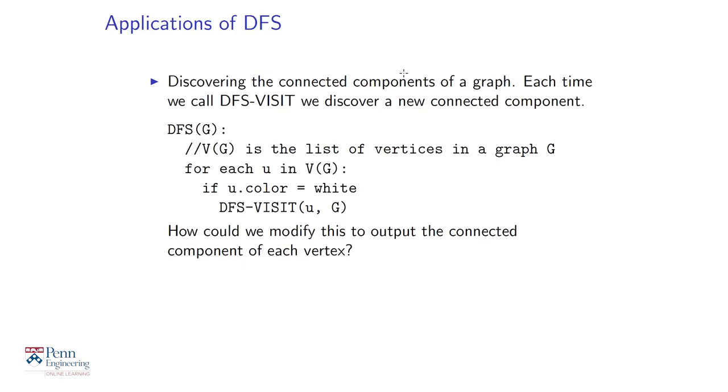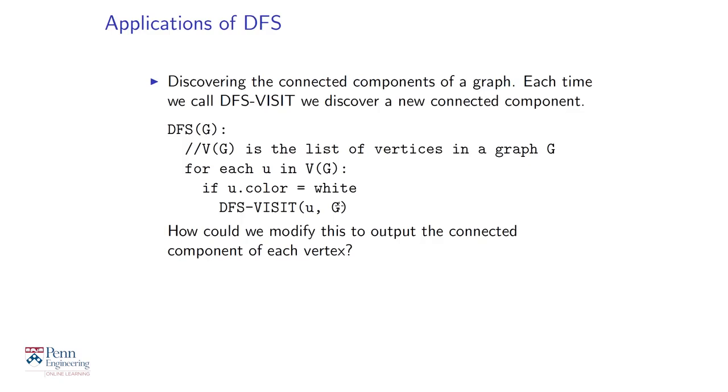Initially you're given a graph G which may or may not be connected, which may or may not have more than one component. Each vertex is white. We start at some white vertex U and call DFS visit of G at the vertex U. And that just follows the algorithm that we saw in the last few slides. And what are all the vertices that will be colored black at the end of the DFS visit of U? Exactly those vertices that are in the connected component of U.